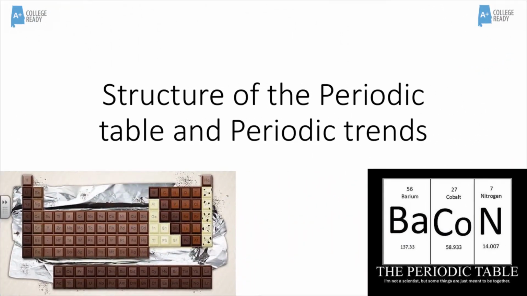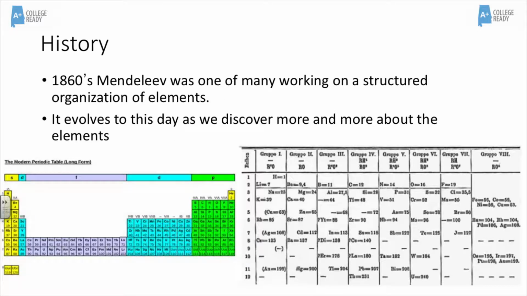Gante here from A+ College Ready, here to talk to you about the periodic table and, but most importantly, the periodic trends. Several different elements have been known about forever: gold and silver, copper and tin.